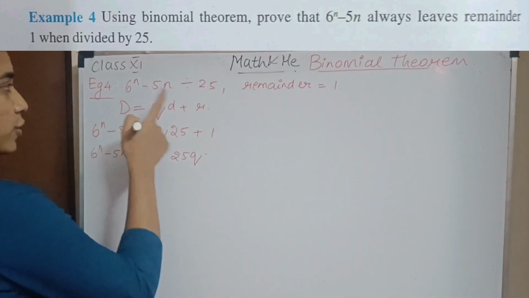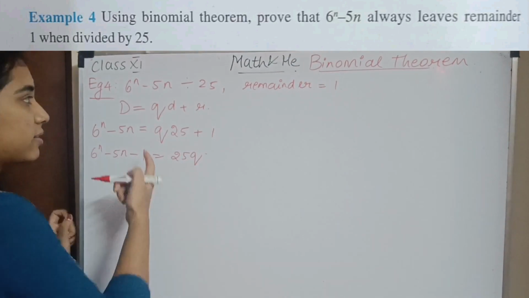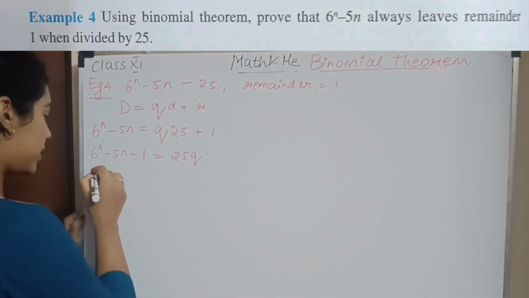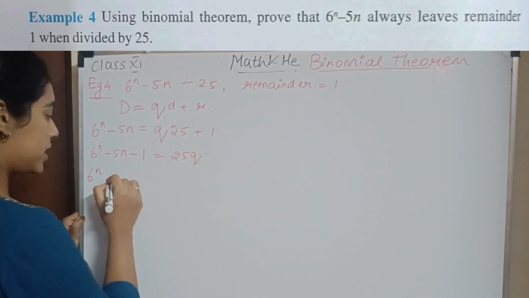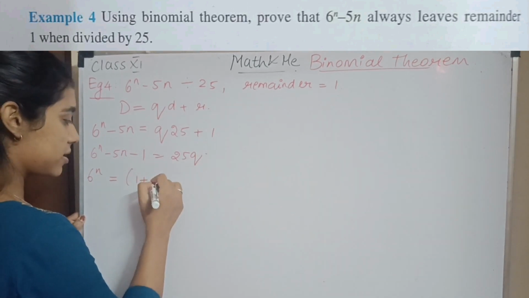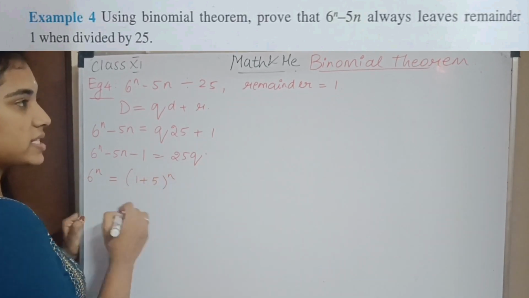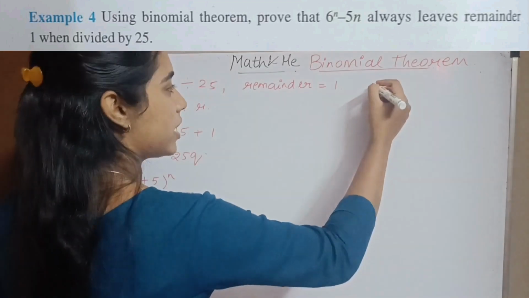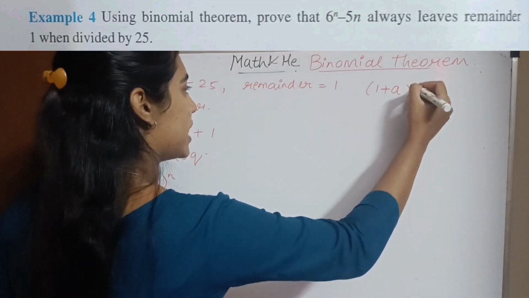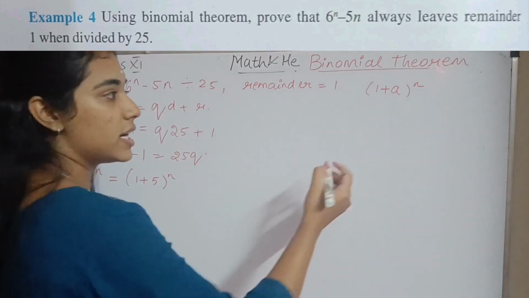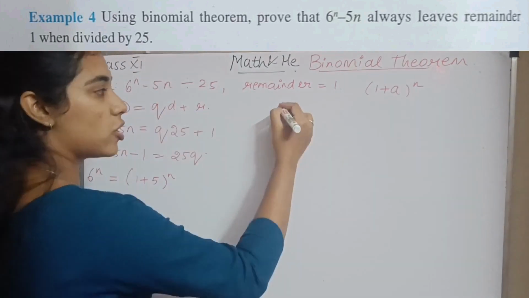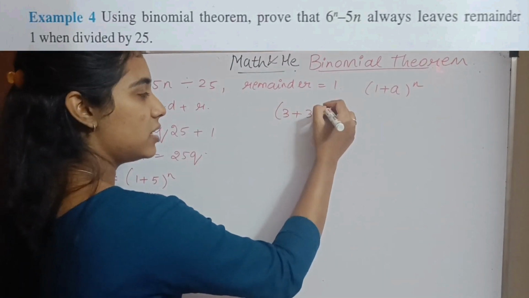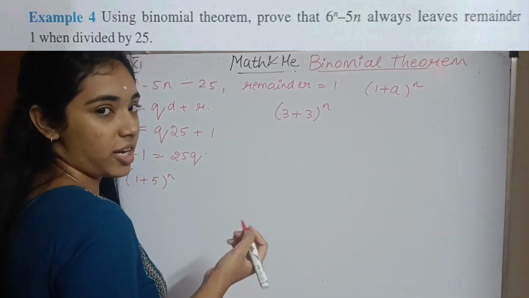Okay. So whenever you have such questions, take the power term. So how can you write 6 to the power n? It can be written as (1 + 5) to the power n. Always, in questions like this, try to write the expression in this form: (1 + a) to the power n. It is easier to solve, rather than writing it as, if 6, you can also write it as (3 + 3) to the whole power n. That is also right.